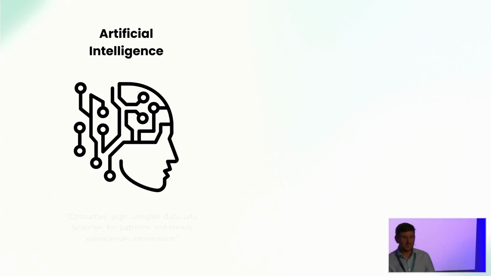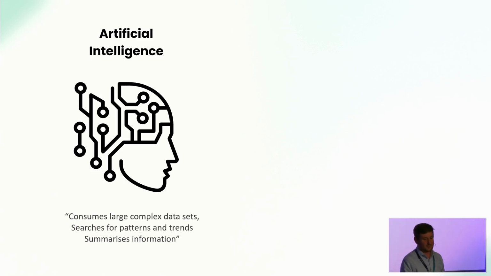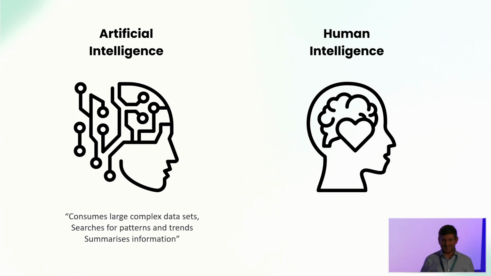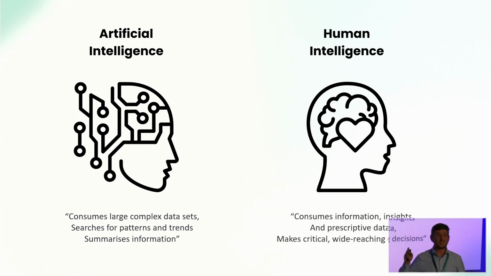Artificial intelligence consumes large, complex data sets. It searches for patterns and trends. It summarizes information. Human intelligence consumes information, insights, prescriptive data. We make critical, wide-reaching decisions. Don't ask the human to manage the trends and patterns of large data sets. And don't ask the AI to make the final critical decisions that we need to lead our organizations.